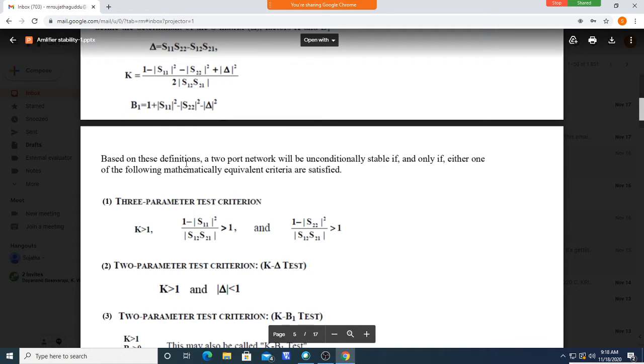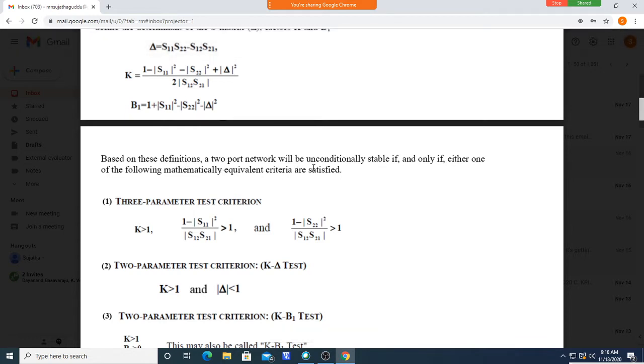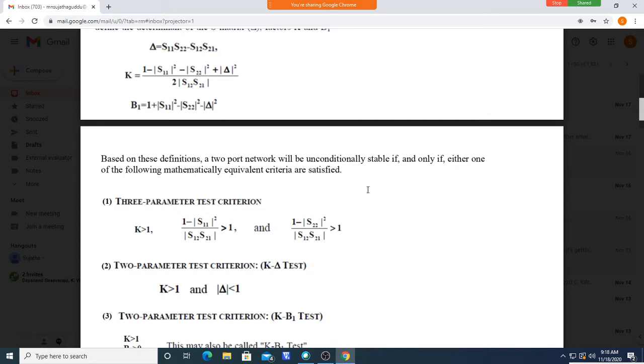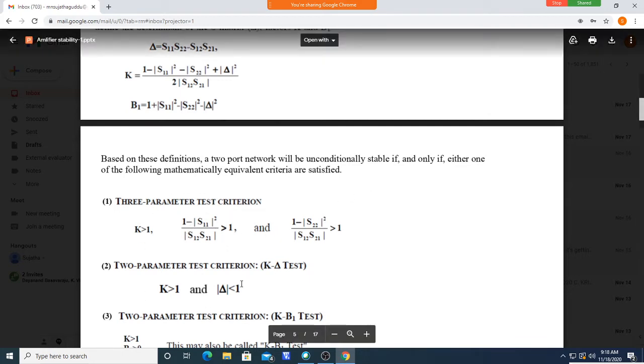Based on these definitions, a two-port network will be unconditionally stable if and only if either one of the following mathematically equivalent criteria are satisfied. If any one of these criteria is satisfied, then that device is unconditionally stable.